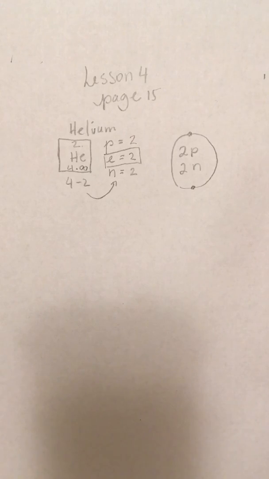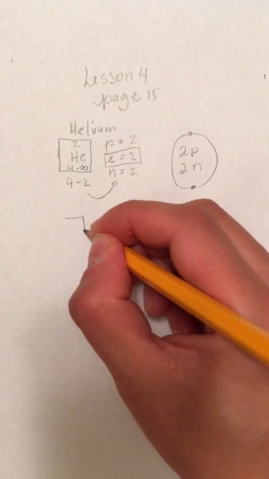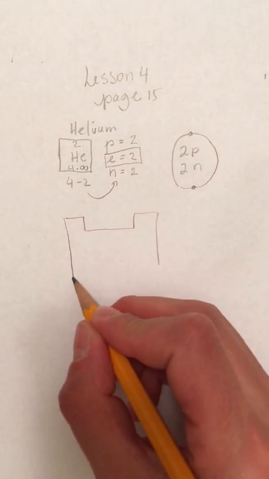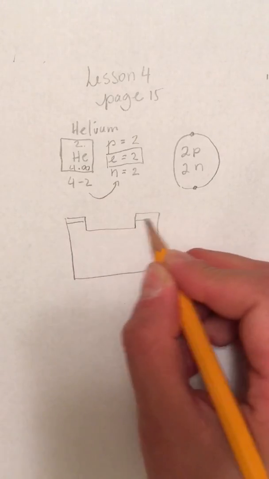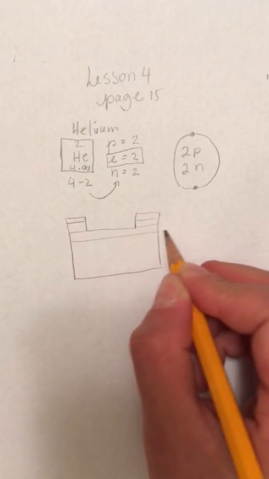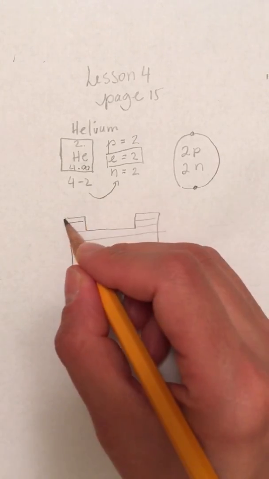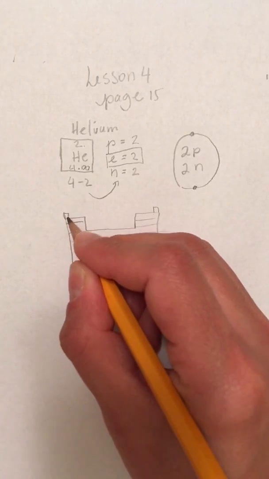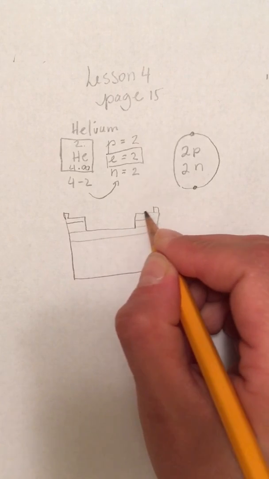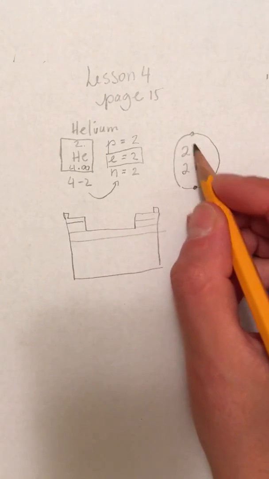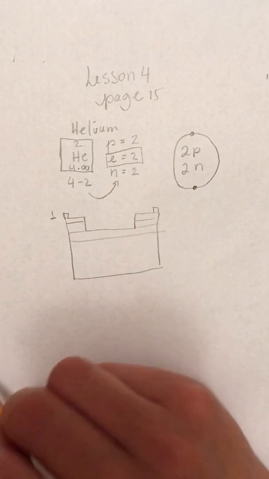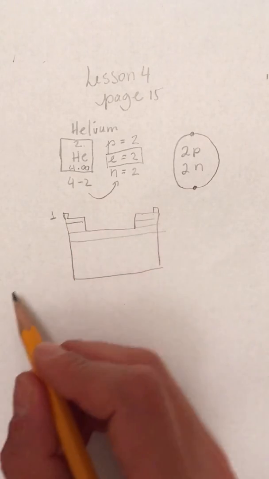I can double check myself by looking at a periodic table. So a periodic table looks kind of like this, right? And it has a bunch of rows. So if you look for helium on a periodic table, you're gonna find it somewhere over here actually, which means it's in the first row. And because it's in the first row, I know that it's only gonna have 1 ring. So you can double check yourself there.